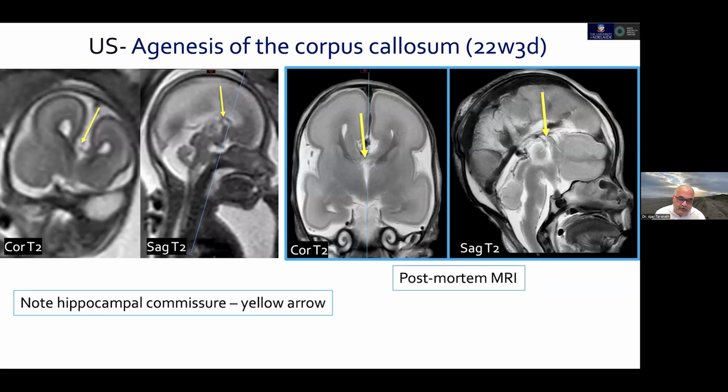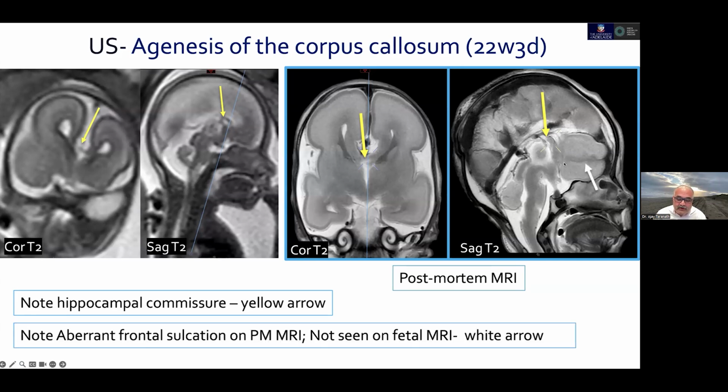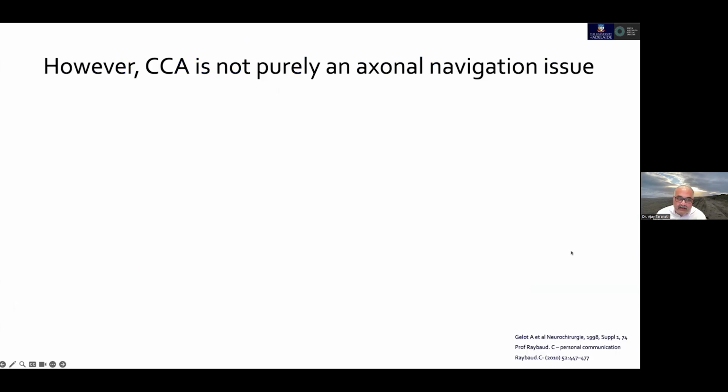And I would refer you to Dr. Charles Raybaud's seminal article, and prior to that, the article by Rakic and Yakovlev. It will clear all the doubts with respect to corpus callosal development. In this particular case, we also found an aberrant frontal sulcation, which we couldn't pick up on the fetal MR. Therefore, it's important to use the term classic commissural agenesis and not agenesis of the corpus callosum. It's not purely an axonal navigation issue.